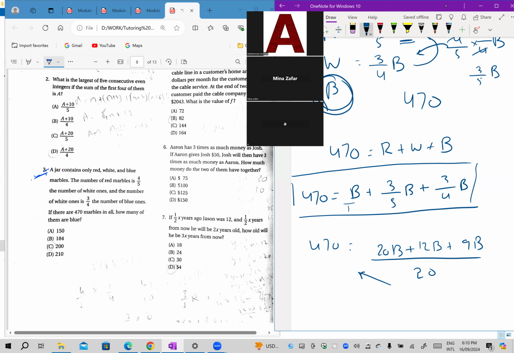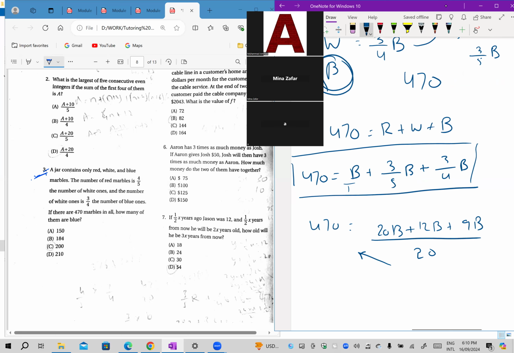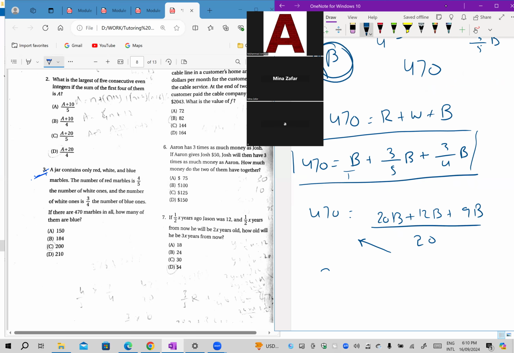So 20 times 470, right? You can just multiply. You guys can use the calculator and do the calculation side by side. And all of this is equal to 20 plus 12 is 32, 32 plus 9 is 41. So this is 41B. I think you guys can solve it, and you'll get an answer for blue marbles.